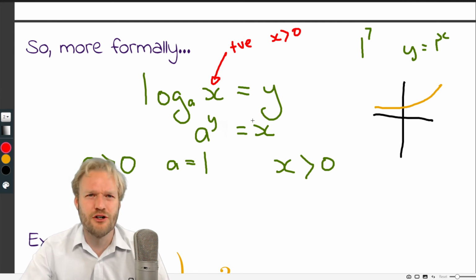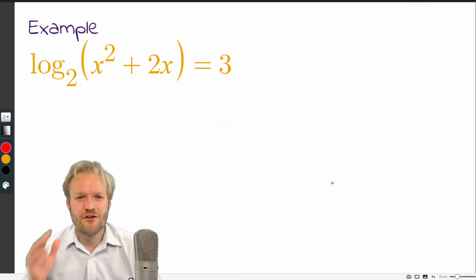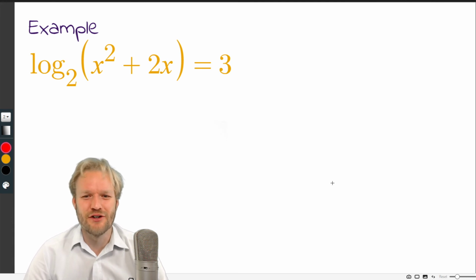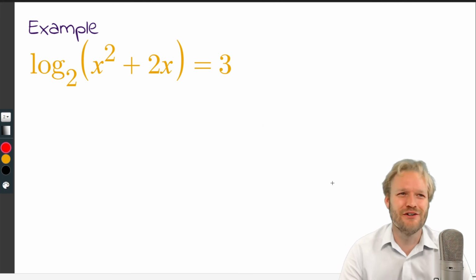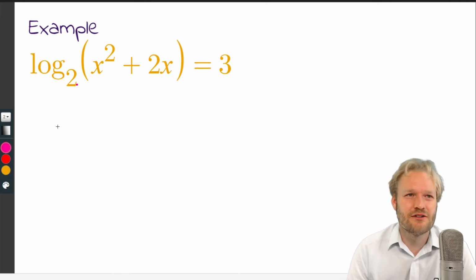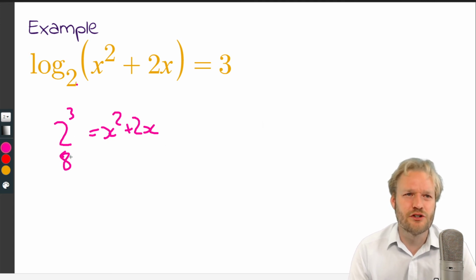Okay, let's do one example. One final one that looks more complicated. Solve: log base 2 of x squared plus 2x equals 3. Okay, so let's go through it. Here 2 is our base, so 2 to the 3 equals x squared plus 2x. Feels like we've got some more work to do. 2 cubed is 8, so x squared plus 2x.